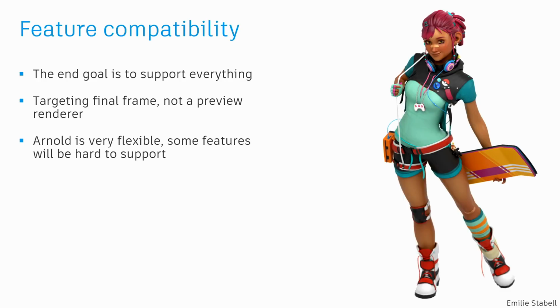Feature compatibility. So what we mean by feature compatibility is that we're not creating a preview renderer. The end goal is to support all the Arnold features. And we're targeting final frame, really. So the problem with that is that Arnold is a 20-year-old renderer and has tons of features, lots. I keep discovering some of the features today. And some features are super hard to support on the GPU, especially. So we decided first to focus on features that were useful for look dev, which conveniently is also some of the cases where the data will fit on the GPU a lot more than on final shots.